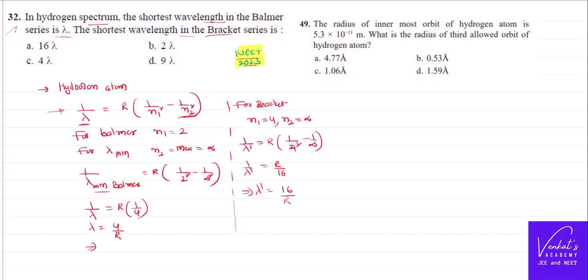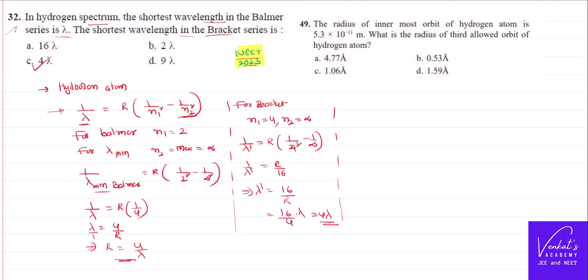But from the first data I can write R equals 4 by lambda. Let us substitute that: 16 by 4 by lambda is equal to 4 lambda. So the answer for that problem is 4 lambda. That's how we solve that first question.